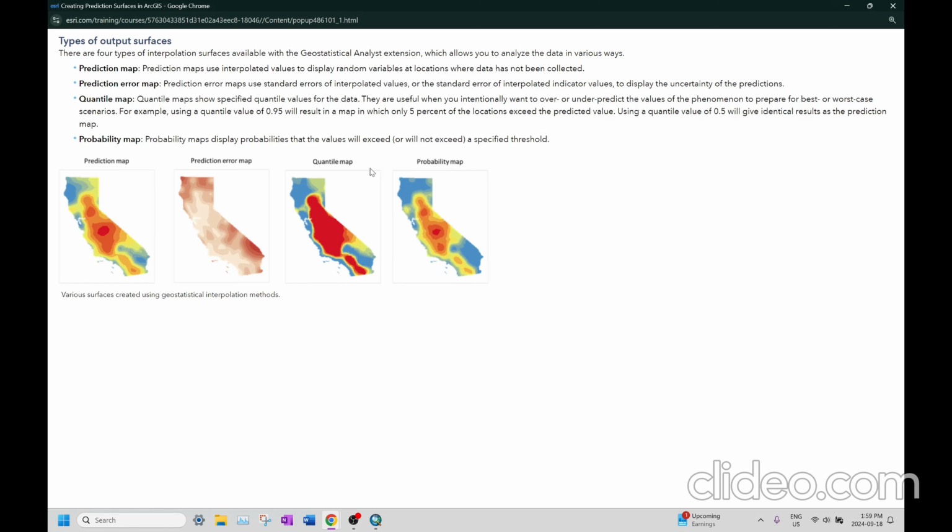Quantiles, where you can change the threshold of the data. So 0.5 will only result in 5% of locations exceeding the prediction value. So if you want over or under predicted values of the phenomena, you can prepare best or worst scenarios. And probabilities, like the probability that a value will exceed or not exceed a specific threshold. So that's called a probability map.